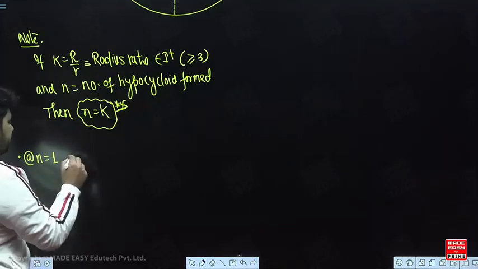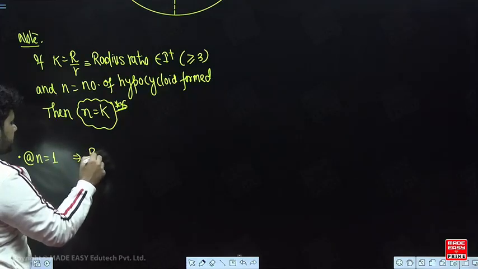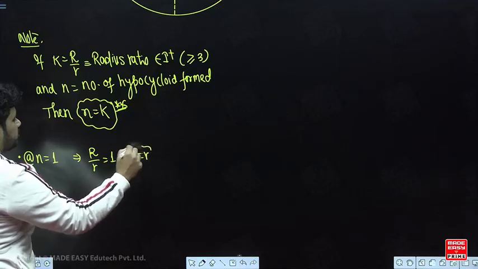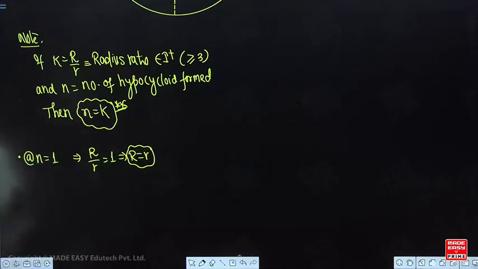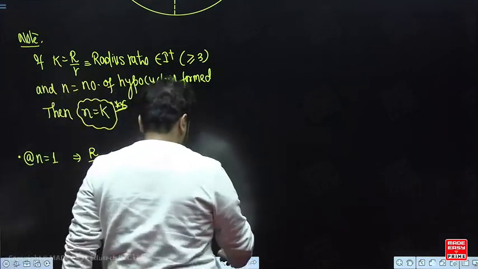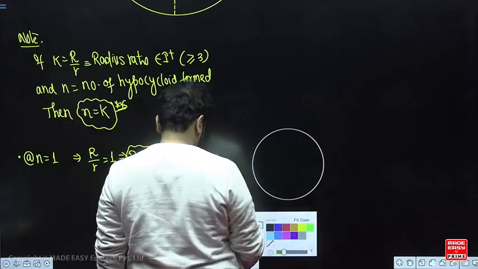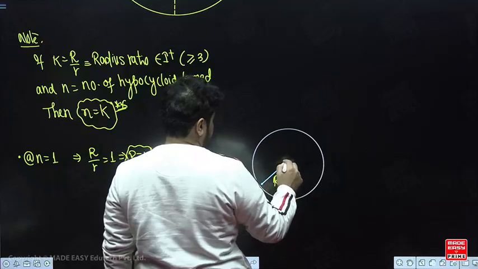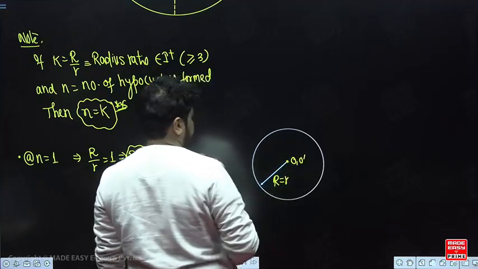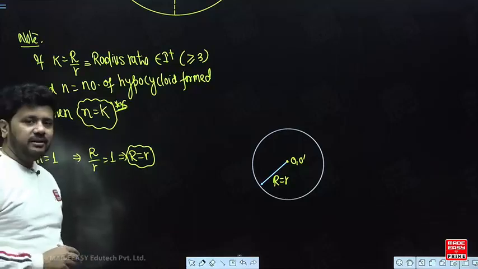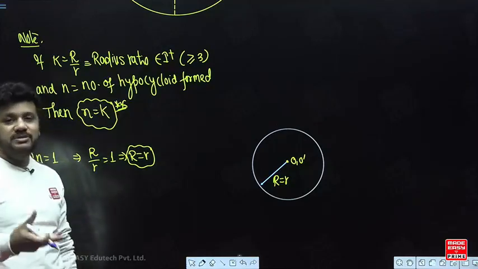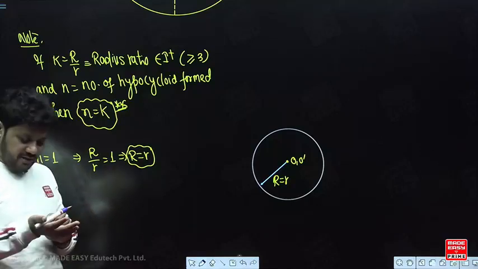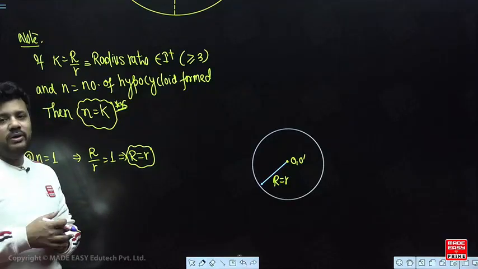So if I say n equal to 1, that means capital R upon small r is equal to 1, that means capital R and small r both will be same, correct. Now why it is greater than or equal to 3, that we have to understand. देखो ध्यान से, so let us say this is the circle, let us say this is the radius. Now here capital R and small r same, that means O and O dash both are same. That means the generating circle and the directing circle both are of the same size, isn't it? If capital R and small r same, that means both the circles are of the same size, so there cannot be rotation. What is hypocycloid?